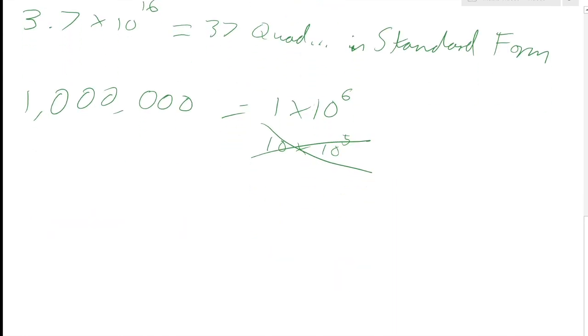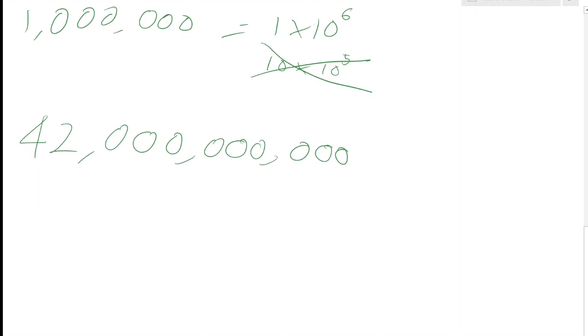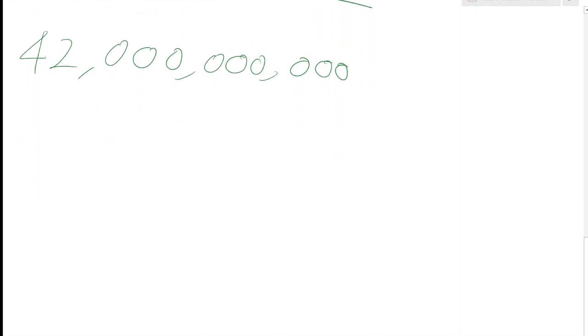Okay, so let's give you a couple of examples. Let's go with 42 billion and why not 6,410,000. Right, write both these in standard form. Feel free to pause if you need a bit more time.